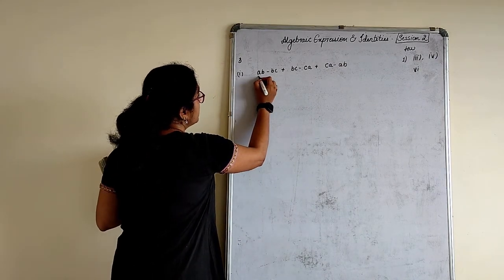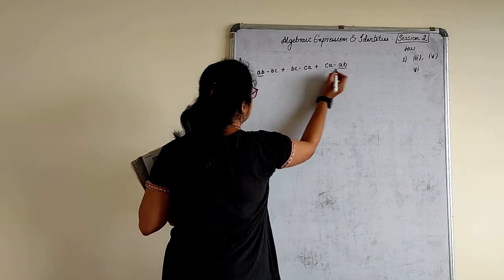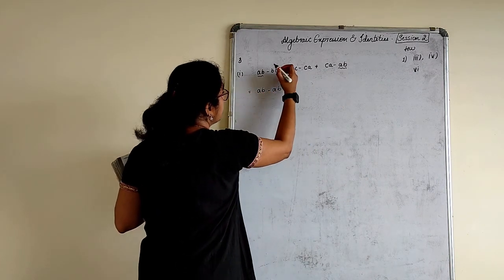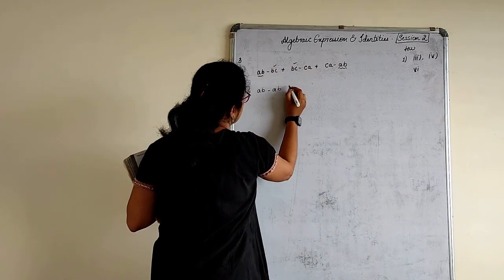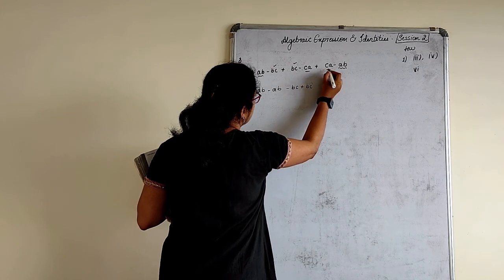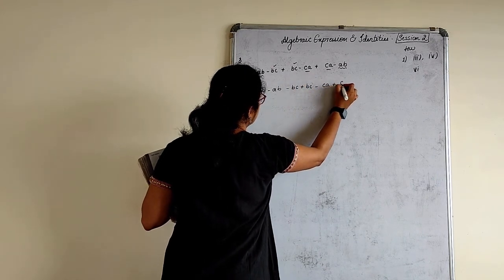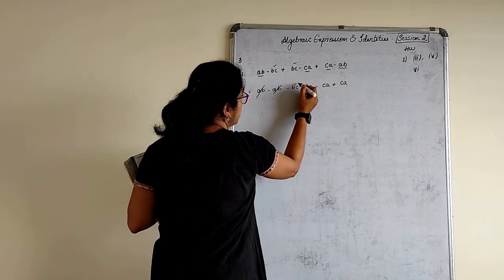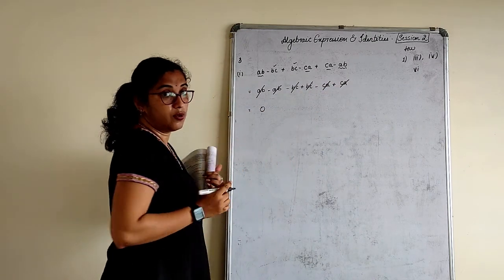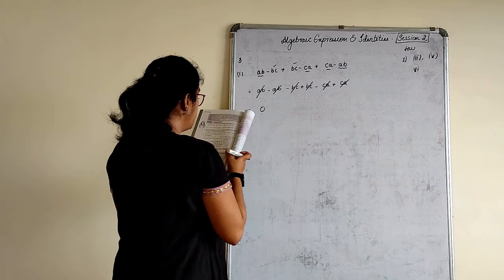Now let me group the terms: AB and AB, equal to sign. AB minus AB. BC and BC, they are together only. Minus BC plus BC, minus CA plus CA. Plus AB minus AB, plus BC minus BC, plus CA minus CA. Answer is 0. We'll move to the next one.